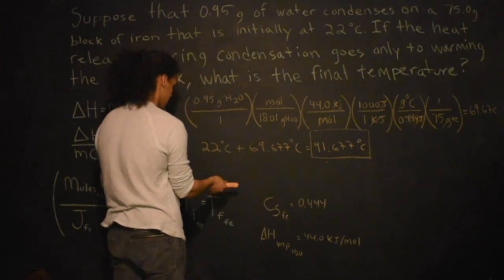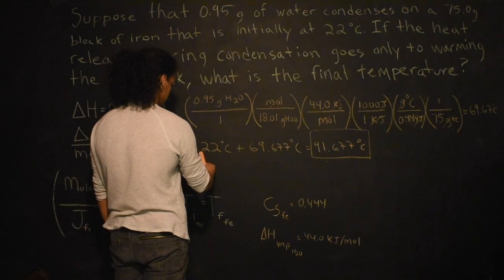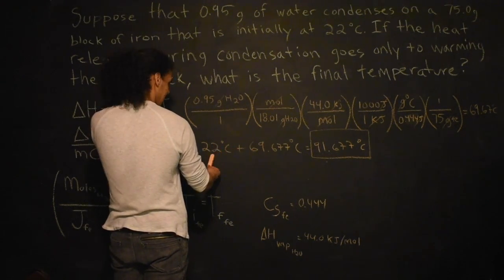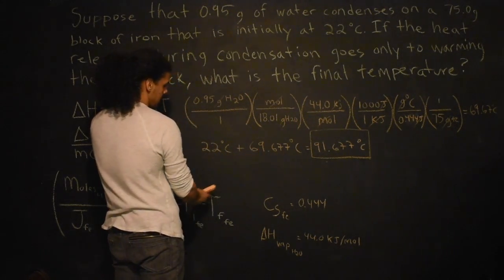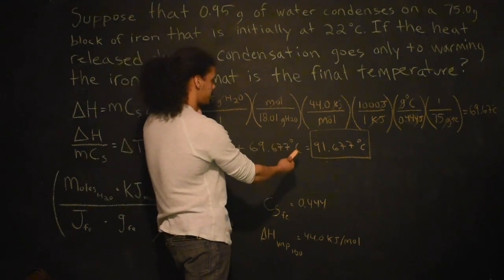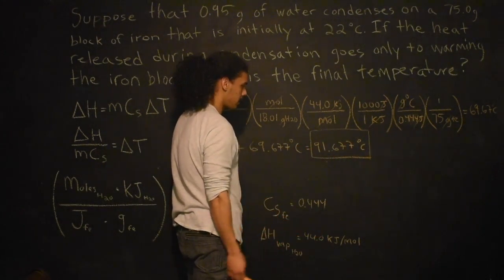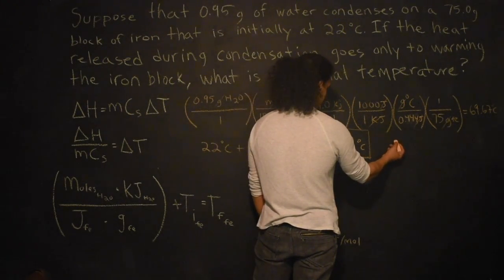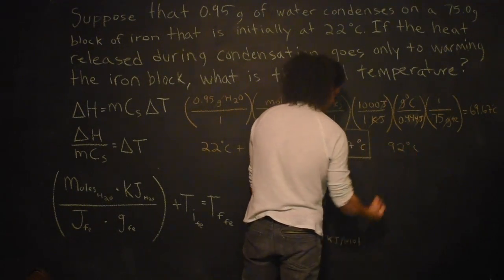Alright, so now, what do we have here? We have our initial temperature, which we got from the problem, and we're going to add that to the change in temperature that we just isolated, and some simple arithmetic gives us our final temperature, which is 91.67. Rounding it up, we get 92 degrees Celsius.